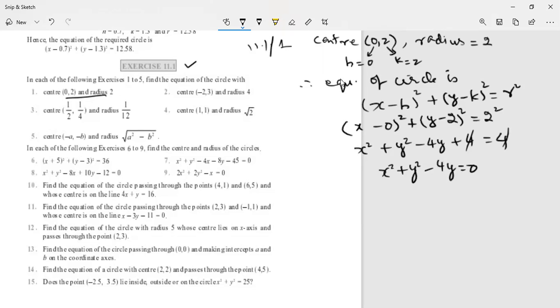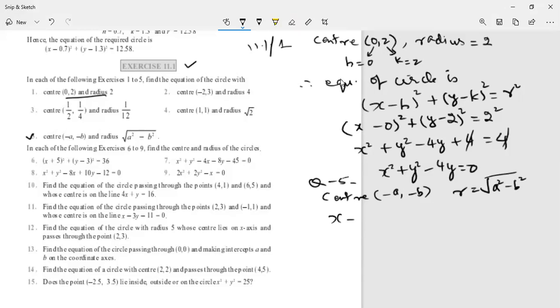So all are similar till question number 5. You just have to put the values and find the equation. Question number 5 I'll do now. Second, third, fourth you can try. You can ask if you do not get the answer. So in question number 5, the center is (minus a, minus b), and the radius is equal to under root a square minus b square.